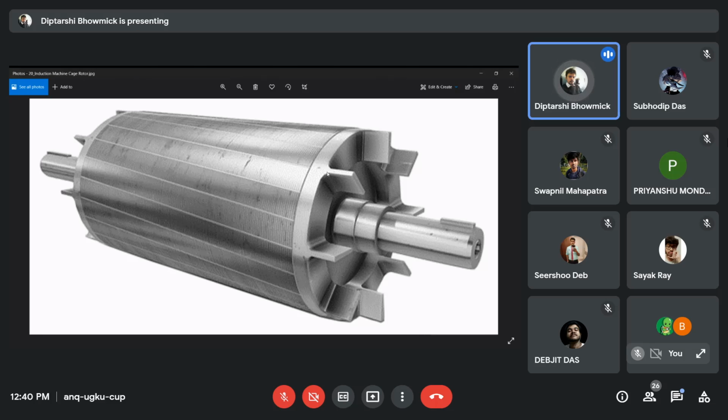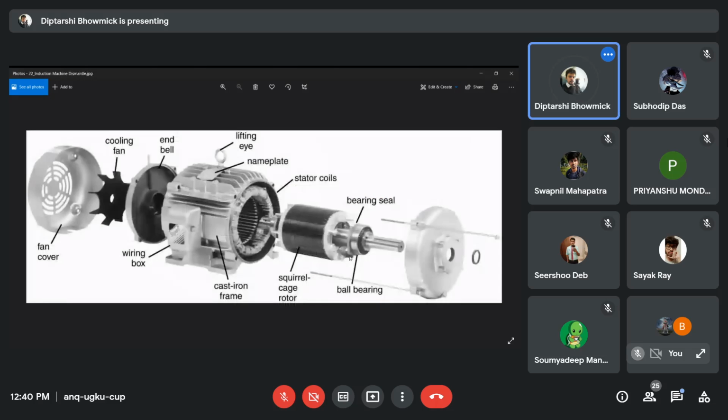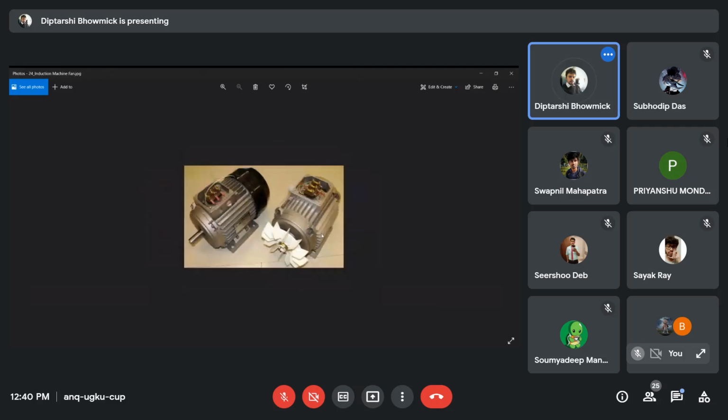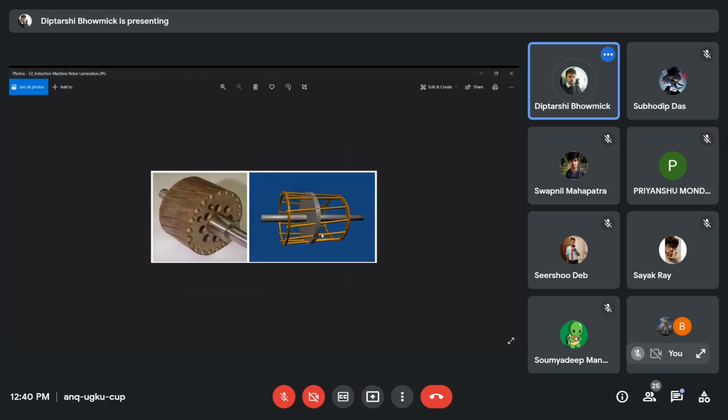Every rotor bar is connected to this end ring, and this end ring is there at both sides of the rotor. So every rotor bar is connected to each other. You can see a picture where, yeah, this.